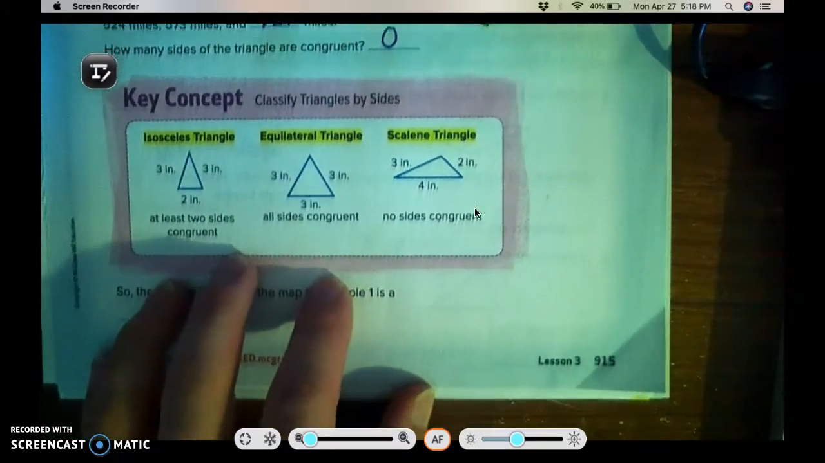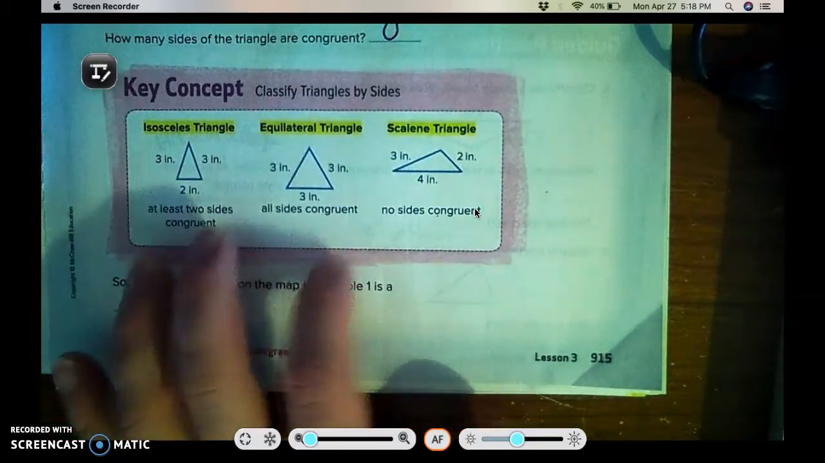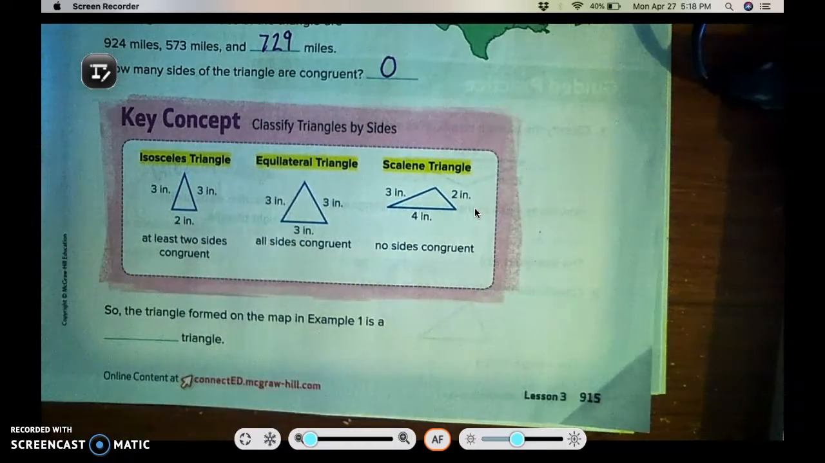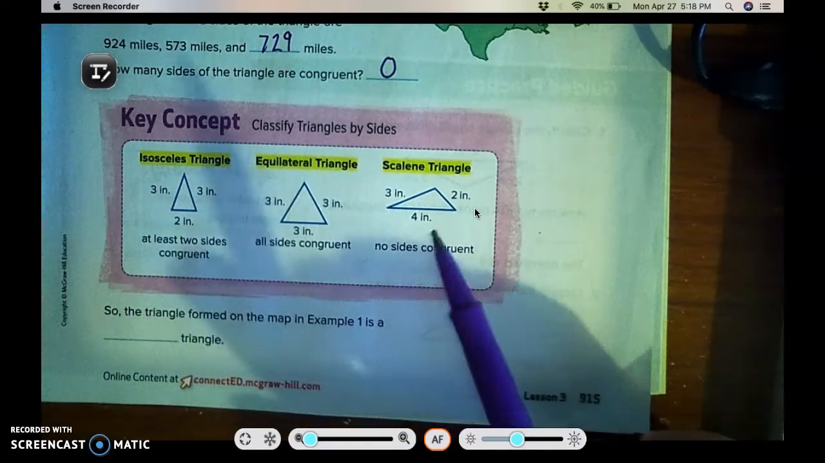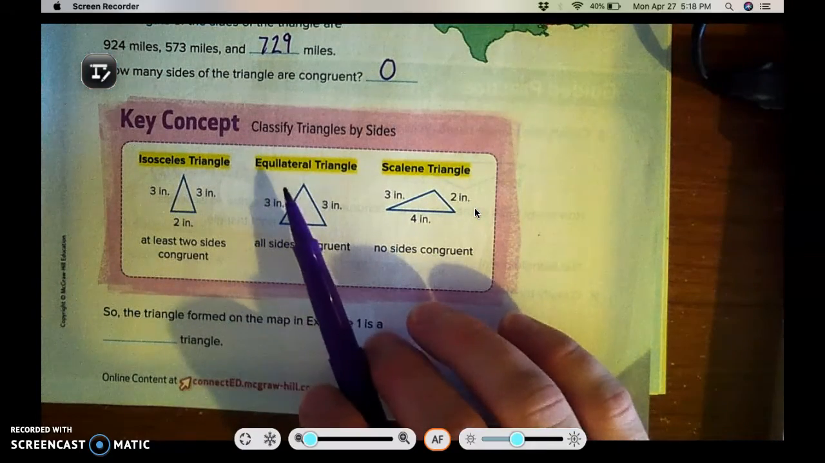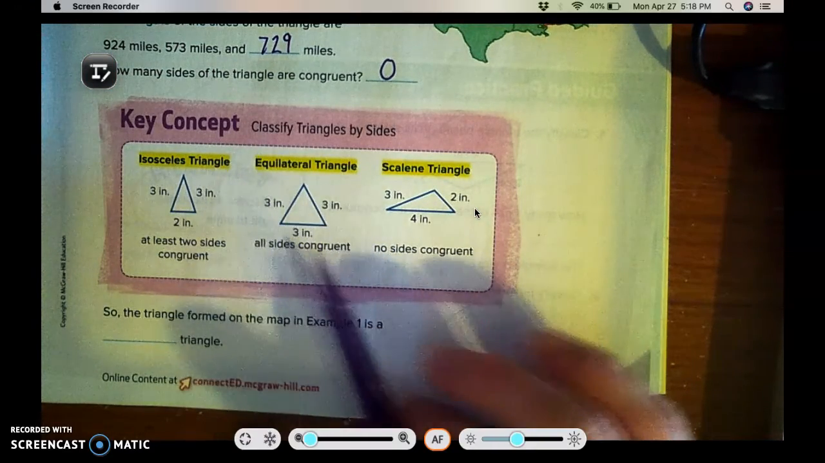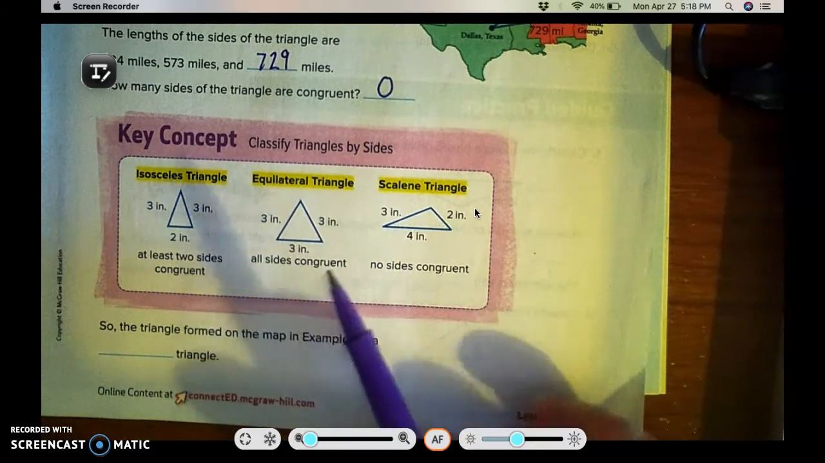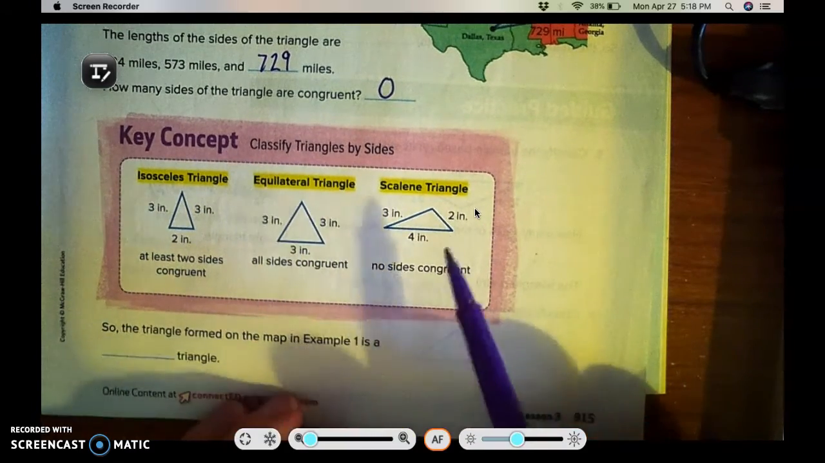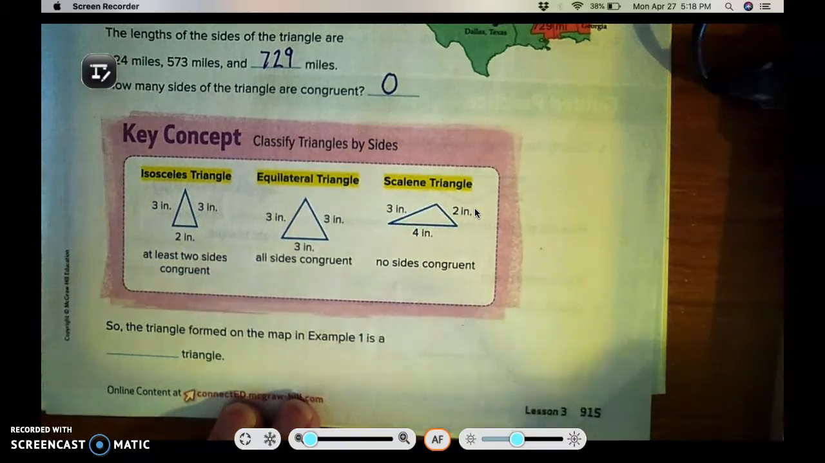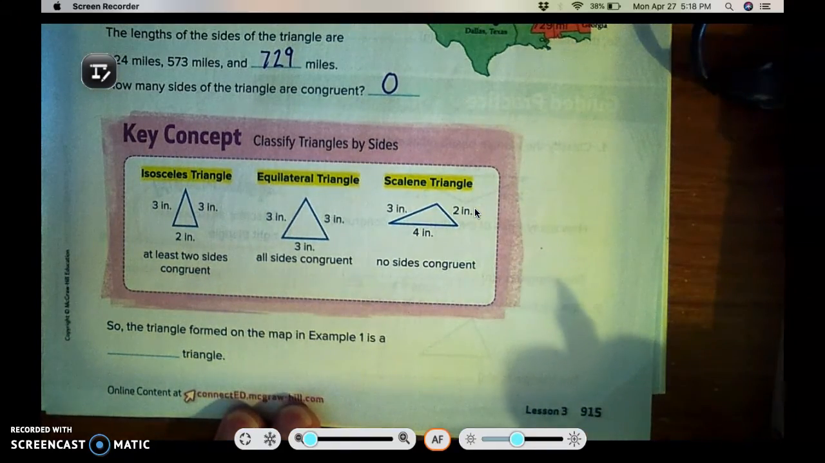So, looking at how we can classify them by side, there's 3 ways we're going to do it. We have Isosceles Triangle, Equilateral Triangle, and Scalene. The easy one to remember is Equilateral because it sounds a lot like equal. All the sides are going to be the same length. Scalene, I like to think of as they screwed up and didn't get even 2 sides to match, right? It's screwed up. All of the sides are different lengths, so they're not congruent at all.